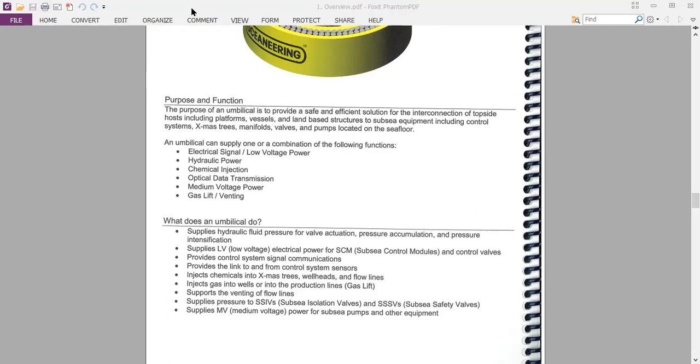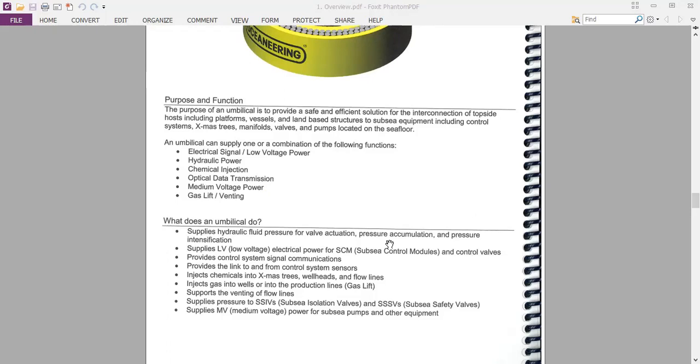So, what does an umbilical do? It supplies hydraulic pressure to our valve actuation. Now we are getting to know this more. Pressure accumulation, pressure intensification. And if you can just take some thoughts backward, you see that we've talked about some of this equipment during our subsea control systems that we just concluded. All right, so now this is to make you run faster as you go along with this note.